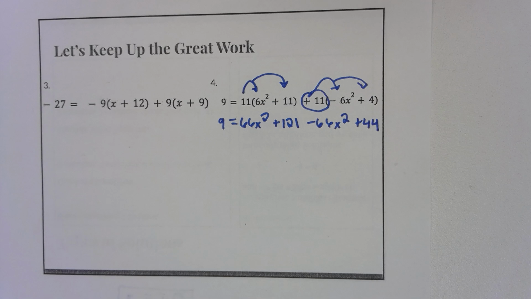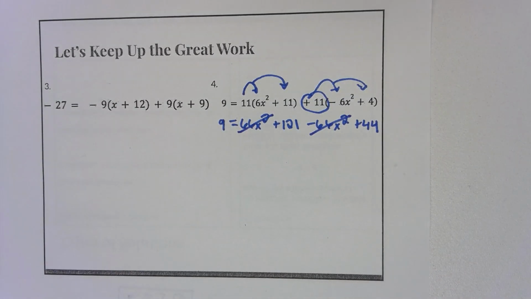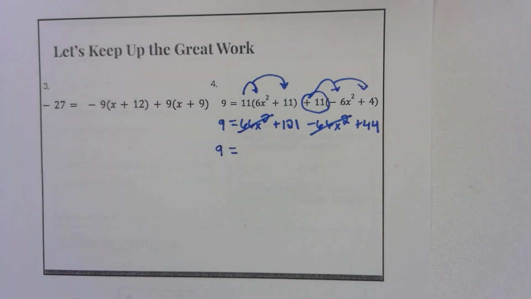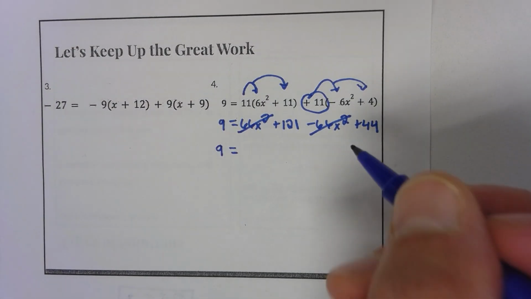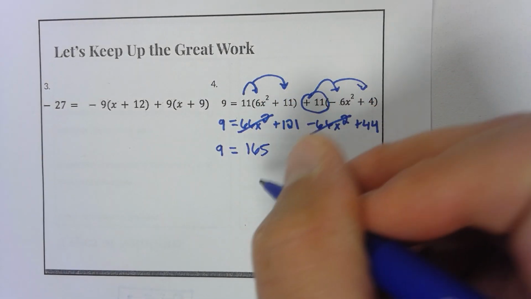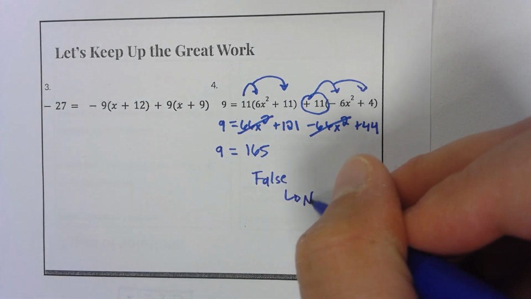All right, so then combining like terms, the first thing I'm noticing is I have this positive 66x squared, but then a negative 66x squared, so those eliminate. The left side is still 9, but on the right side I still need to add 121 and 44 to get to 165. Because that is a false statement, we conclude that this is no solution.